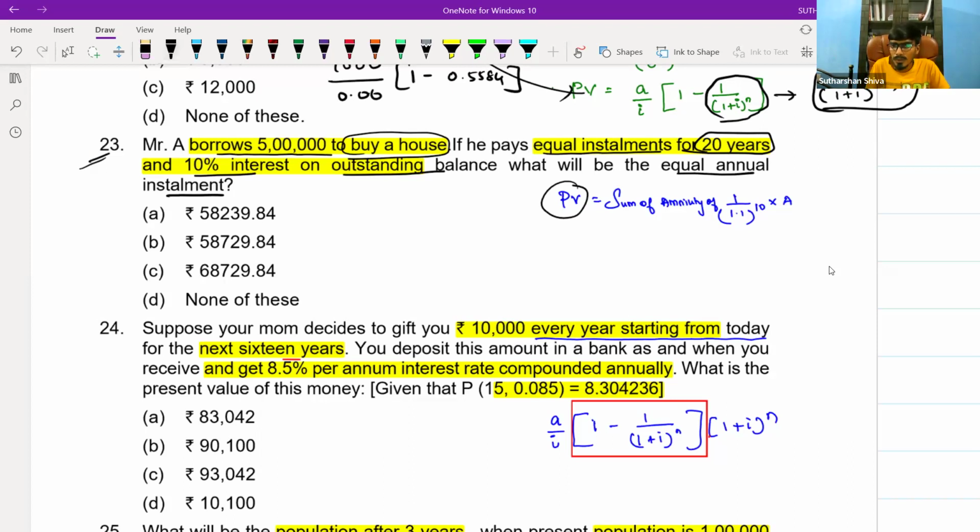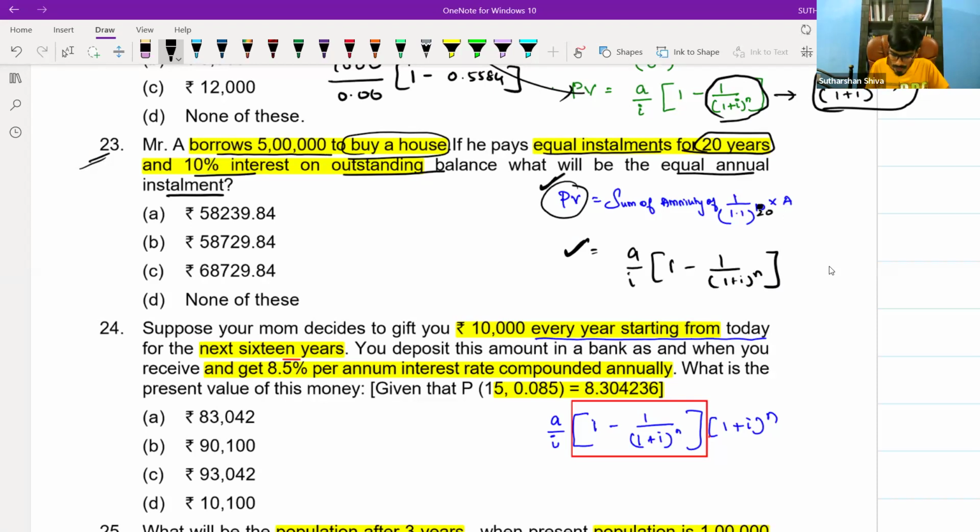So how can you do it for 20 years? We will go with the sum of annuity: 1 plus I whole power 20 into A, that formula. Or that is the same formula which you have already utilized, right? 1 minus 1 divided by 1 plus I whole power n. That formula also you can do. If you want to still go with this formula, you can go.